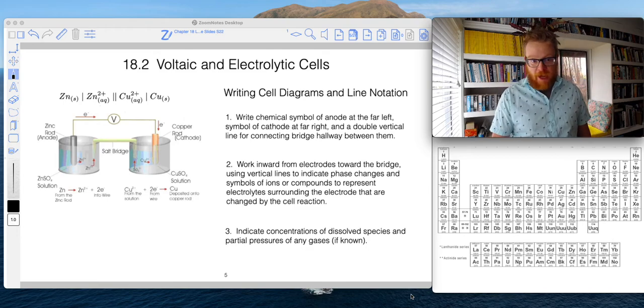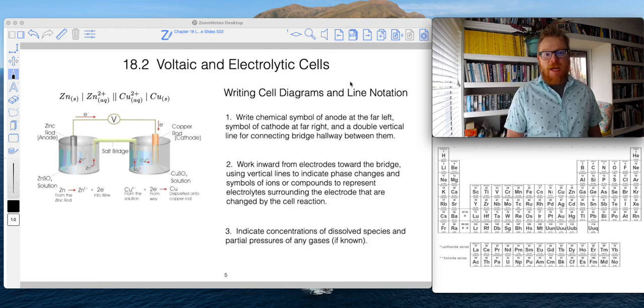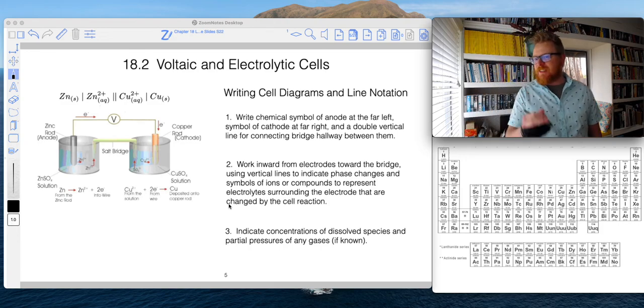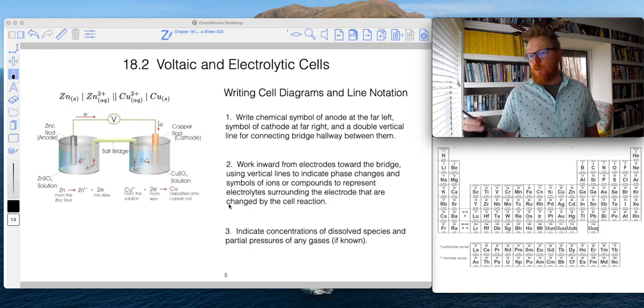We're going to learn how to write cell diagrams and line notation. Here I'm going to walk us through all of these steps. This is kind of like a symbolic nomenclature. And then we'll do an example.